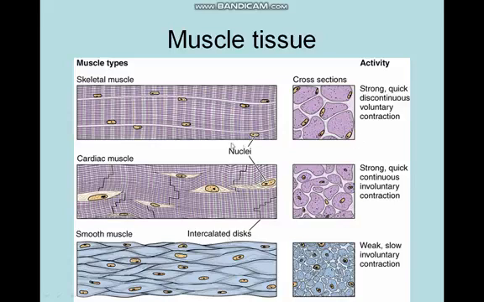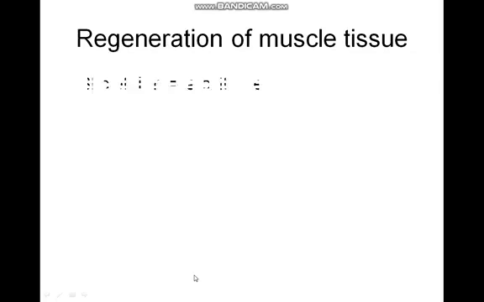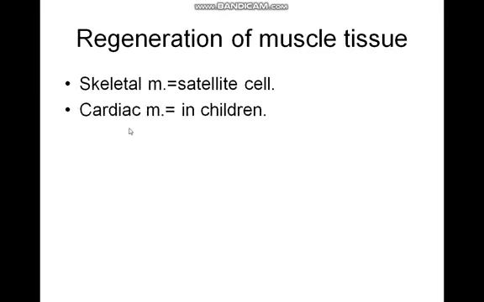So we have a quick review. This is a skeletal muscle, multinucleated, striated. This is a cardiac muscle, branched, and we have the intercalated disc and junctional complex. And we have the smooth muscle, spindle in shape with a centrally located nucleus. Regarding regeneration of muscle, in the skeletal muscle we have a group of cells called satellite cells responsible for regeneration, while cardiac muscle only regenerates in children. In adults it forms scar tissue.